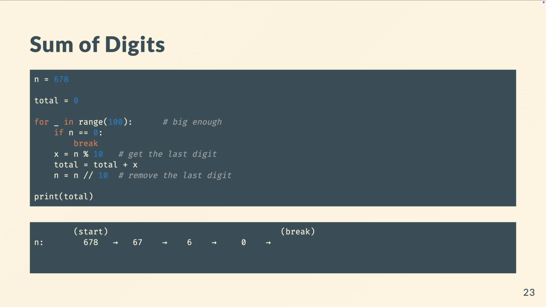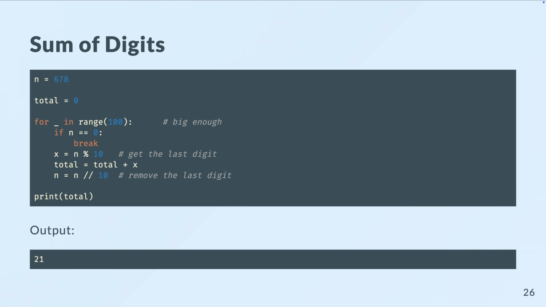Let's trace the variables. N changes from 678 to 67, then 6, and finally 0. Each time, the last digit is removed. The digits we peel off are denoted by x. They are 8, then 7, then 6. Total starts at 0. Each time, we add x to total. Add 8 to get 8. Add 7 to get 15. Add 6 to get 21. The output is 21. It means all the digits of n add up to 21.